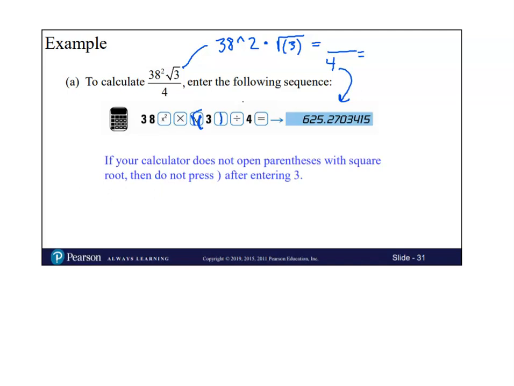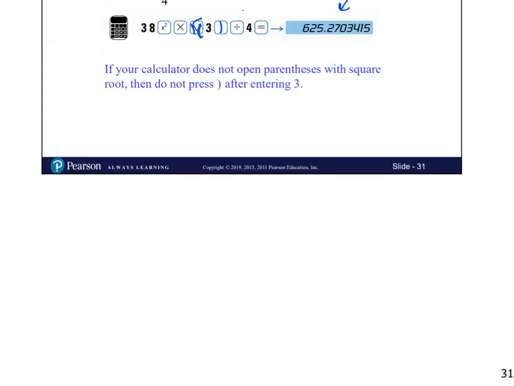If you do have a TI-84, you can make it look just like this, which you can on the TI-84, and you want to do that because that is going to always be exactly correct.